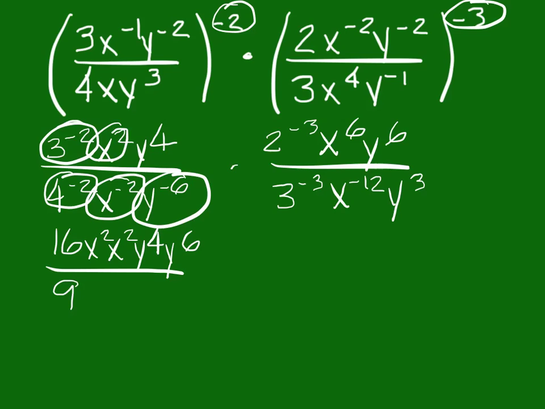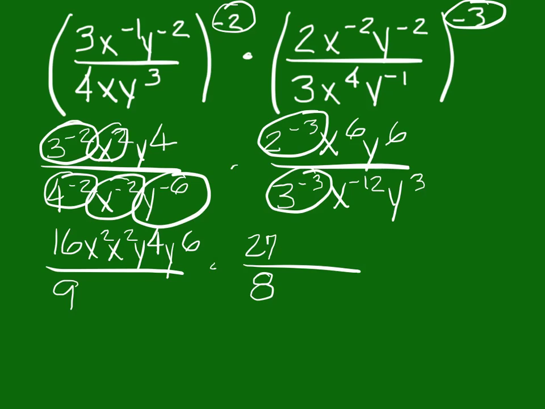On the other side, you'll have this go to the top and become 27, this to the bottom and become 8. The top, you're going to keep x to the 6th, and x to the 12th goes with it. Your y's stay in the same spot.